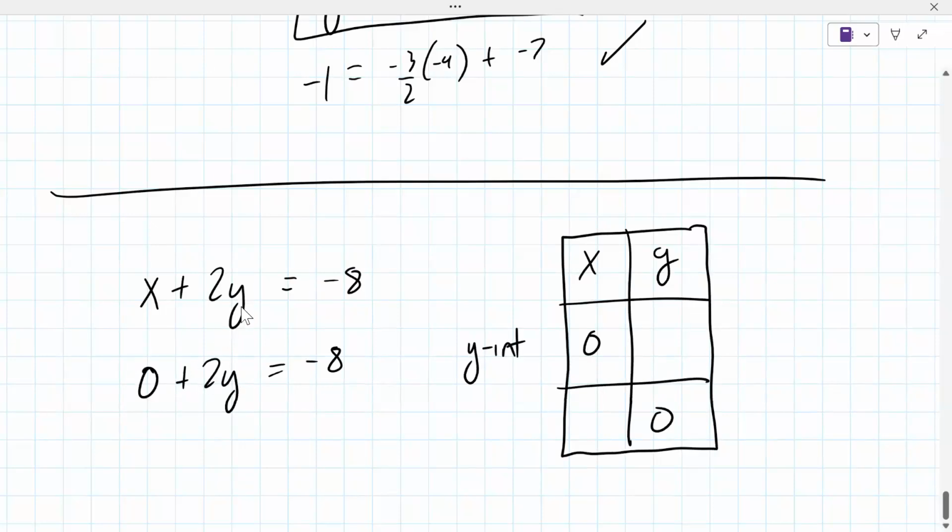What is 0 plus anything? It would just be the same, 2y. Perfect. Okay, so can you solve that for y?